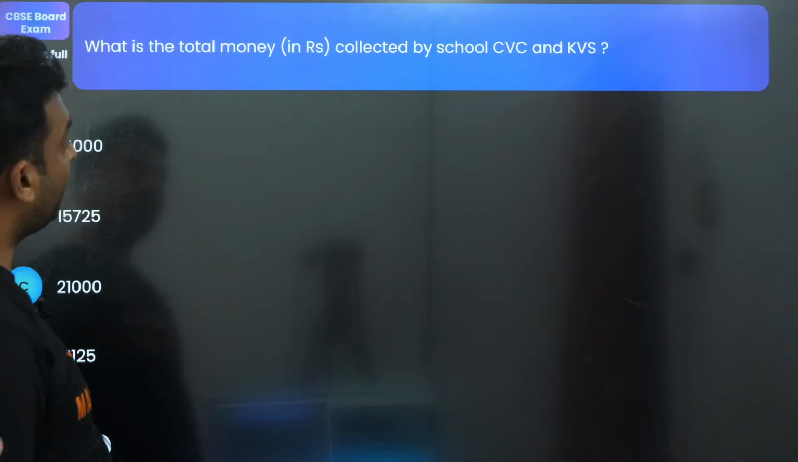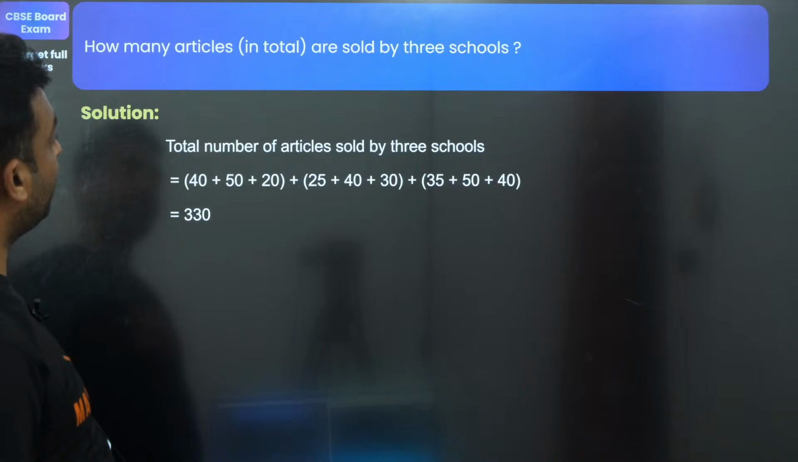KVS total money collected is 7000. We have already done it, and the rest can be done in the same way. Let's not waste time on easy questions.